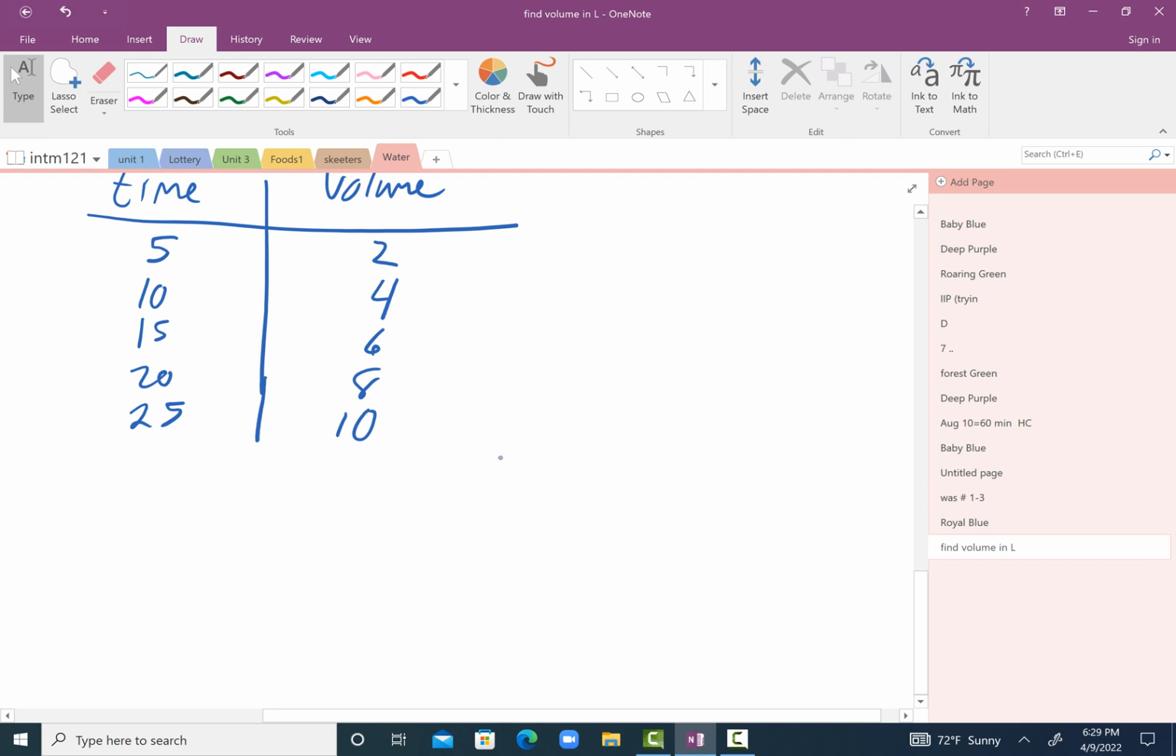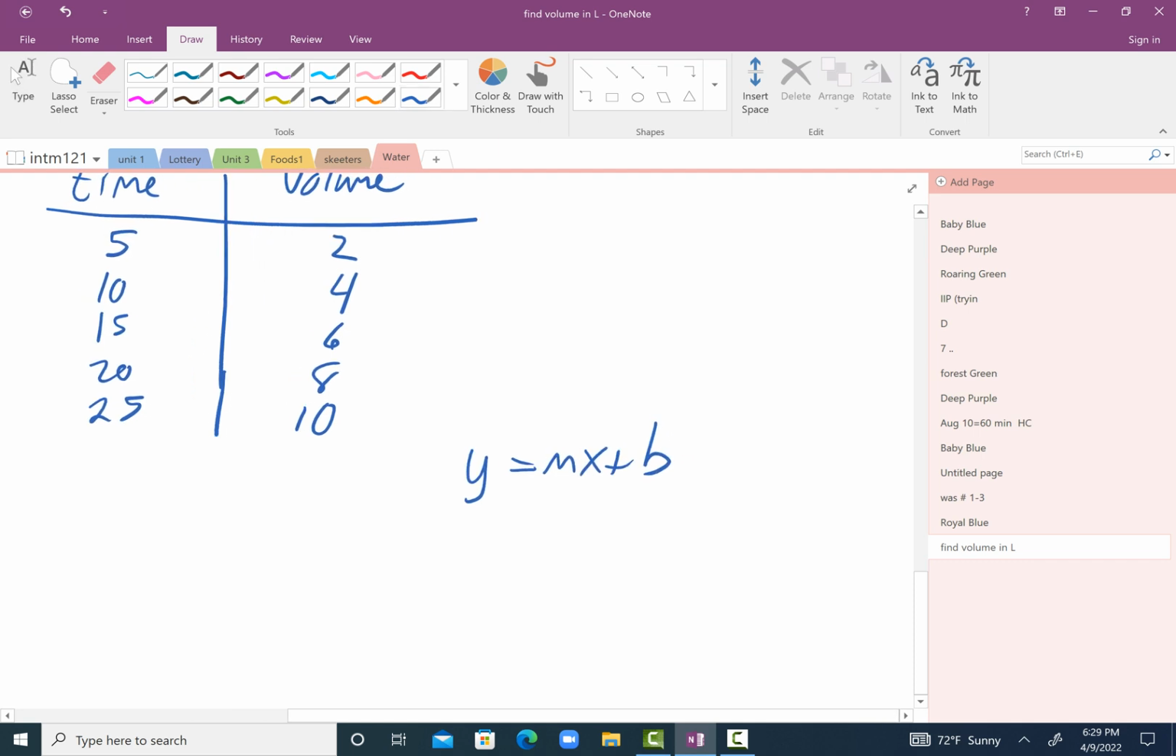You're going to find the slope of a line y equals mx plus b that goes through those points, because it's going to give you a plot. All right, so then you'll do that. Now the big thing here is to remember that the slope is the same as the rate. Okay, it's the same as the rate. So we need to find the rate in liters per minute.